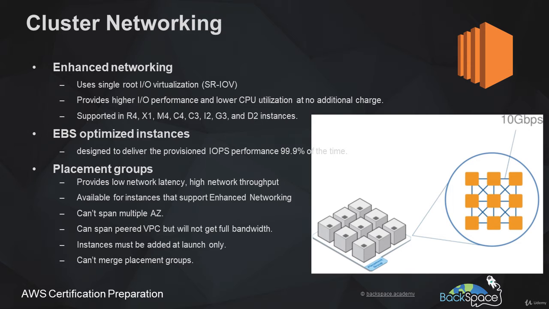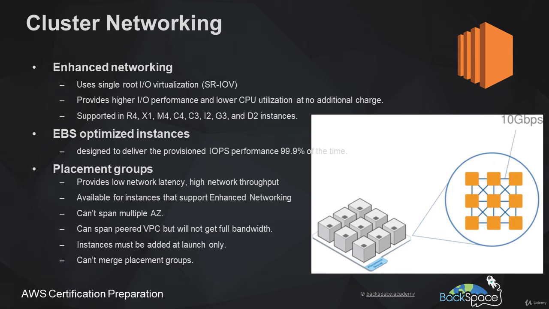Also, in those larger types of instances, there are also available EBS optimization or EBS optimized instances. Those instances are designed to deliver the maximum provisioned IOPS performance from your EBS volumes, and that will occur 99.9% of the time. If you're going to take advantage of this, then the best way to do that is to put your EC2 instances inside of a placement group.